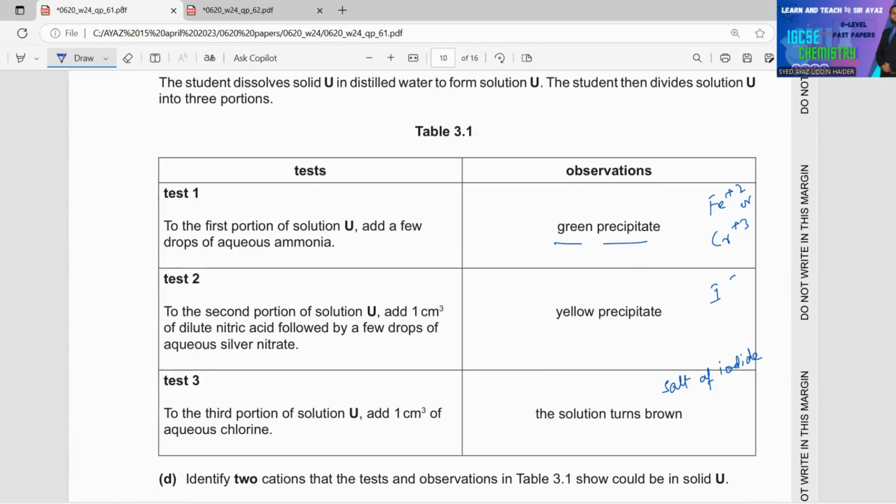Because chlorine is in group 7, it's above iodine. In group 7, we have fluorine, chlorine, bromine, iodine. Chlorine's above iodine. It's more reactive. So it will definitely displace it. So you'll get iodine as a result in this case. And due to the formation of iodine in the solution, it will turn brown. Formation of I2.